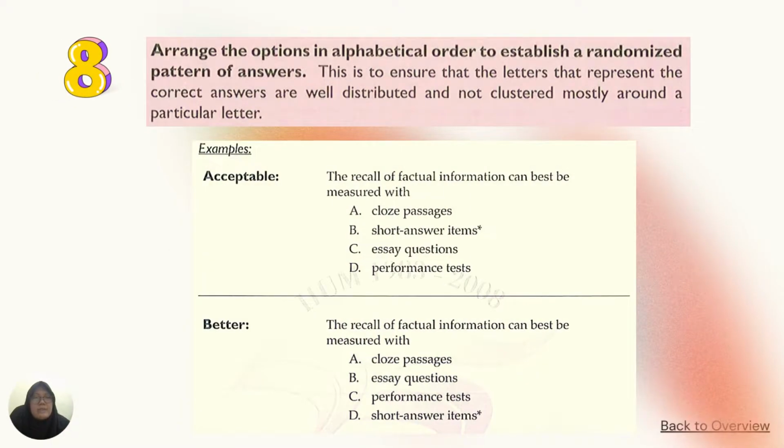And then the next, which is the eighth, would be to arrange the options in alphabetical order to establish a randomized pattern of answers. This is to make sure that the letters that represent the correct answers are well distributed and not clustered mostly around a particular letter. So it should be alphabetical order in order to make it standard, because the nature of human beings is to have a standard kind of arrangement and whatnot. So that's why when it comes to these questions, we should standardize everything.